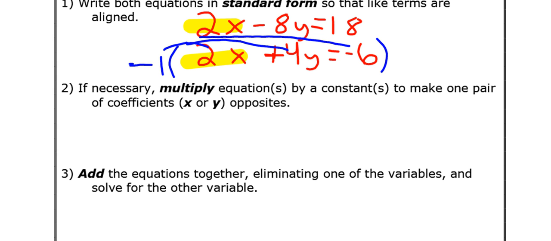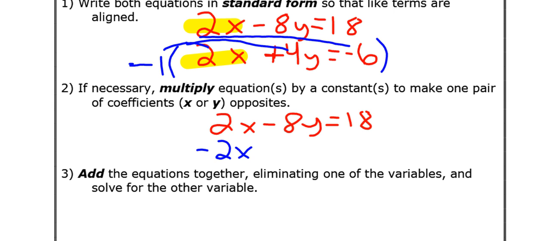So I'm going to rewrite the equation on top. I'm still going to rewrite 2x minus 8y equals 18. That's the same equation from up top. The second equation is going to have all those signs switched because I multiplied by negative 1. So now I have negative 2x minus 4y equals positive 6. Now see how negative 2x and 2x are opposites? We have a positive 2, but now a negative 2. That's what we want to use to do elimination.